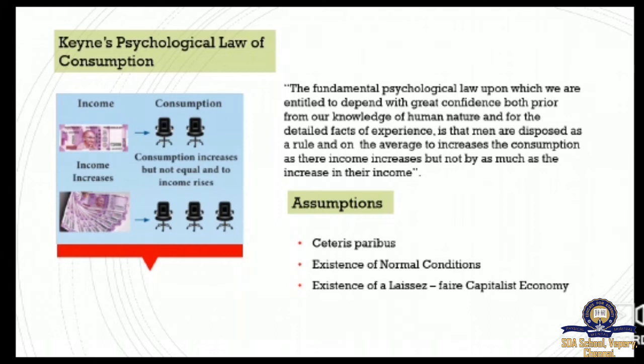When income is 2000 rupees, he bought 2 chairs. When income is multiplied, he bought only one more chair. But the income has been increased twice and thrice, and the consumption increased only 1 unit. So the consumption and the income do not increase in the same proportion. When income increases, consumption also increases but not by the same proportion.